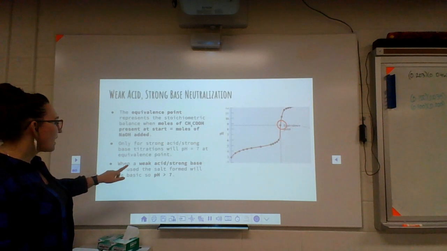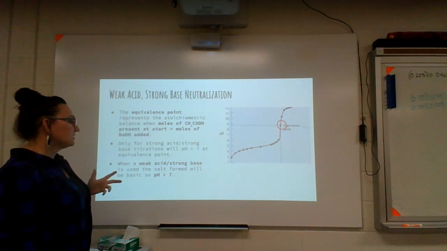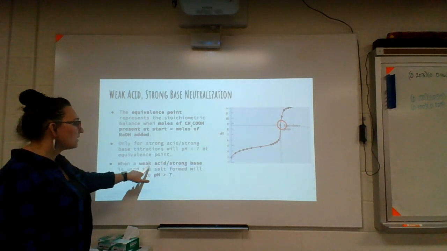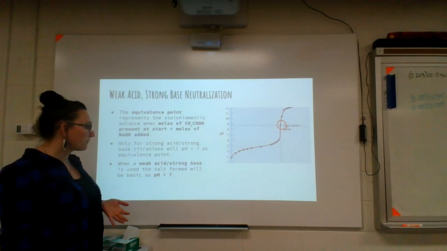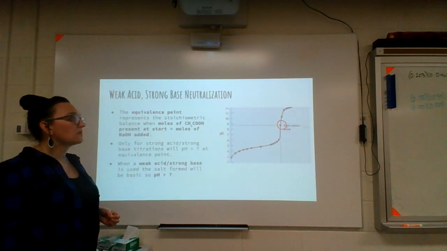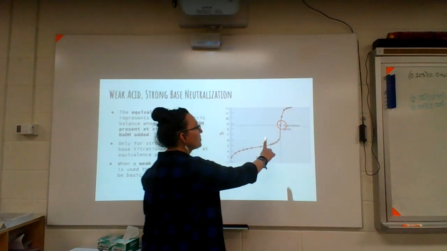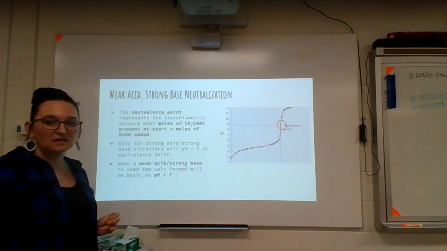And so because it will make a salt that is either acidic or basic. In this case, I have a strong base and a weak acid. So you can think of this like a game of tug of war. The strong base is going to pull harder, form a basic salt, and so that pH is going to be pulled up in the basic direction.